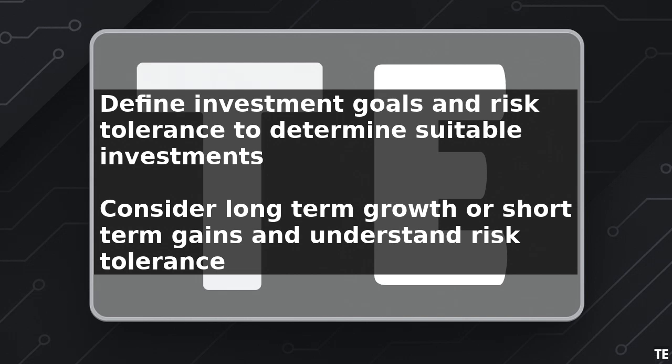Robinhood offers a range of investment options, including stocks, exchange-traded funds, and options. Stocks allow you to buy and sell shares of individual companies, while exchange-traded funds provide a diversified portfolio of stocks or bonds. Options give you the right to buy or sell a stock at a specified price.